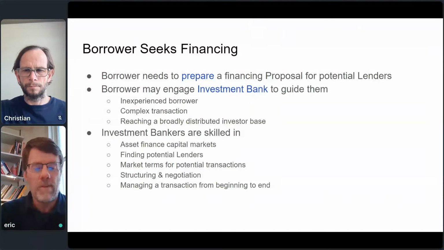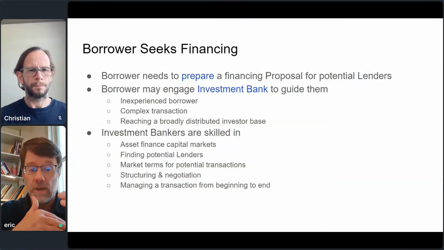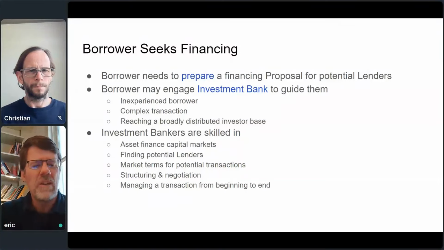And so what are investment bankers good at? I pretty much said this, but let me just highlight it. They know asset finance capital markets. This is what they do. They know where the potential lenders are. They know what reasonable terms are for transactions. If I'm an auto lender looking to get a bank line against my portfolio of auto loans, I might not know roughly what the terms are. The investment bankers will say, look, you probably will get 75 to 80% leverage, and outline the whole range of what's reasonable and help guide you in the negotiations.